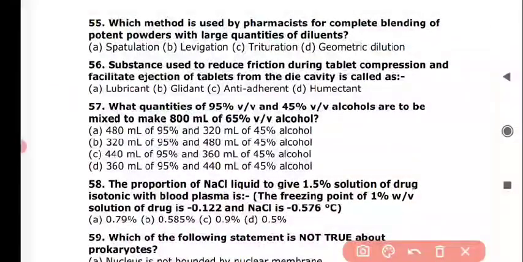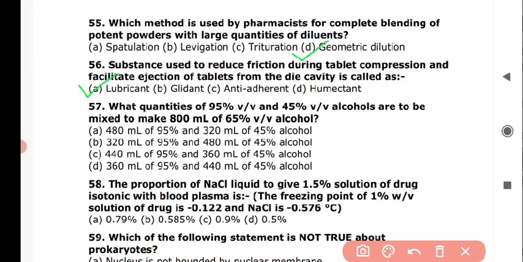Next question is, which method is used by pharmacists for complete blending of potent powders with large quantities of diluents? And the correct answer is option D, geometric dilution. Next question is, the substance used to reduce friction during tablet compression and facilitate ejection of tablets from the die cavity is called, and the correct answer is option A, lubricant.